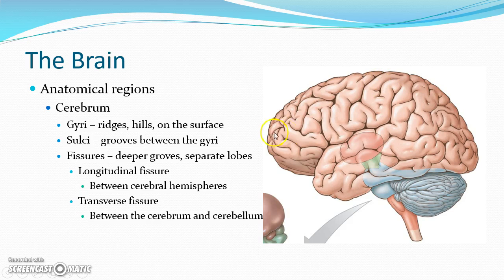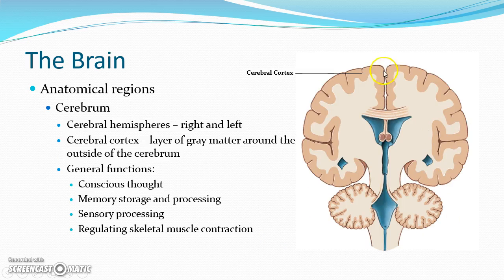cerebellum. So here we have lots of ridges or gyri, and then the sulci are in between these smaller valleys here. This is the cerebrum, this is the cerebellum, so this space in between the two is called the transverse fissure. And I'm actually going to go back to the previous slide. This is the longitudinal fissure because it's between the right and the left hemispheres.